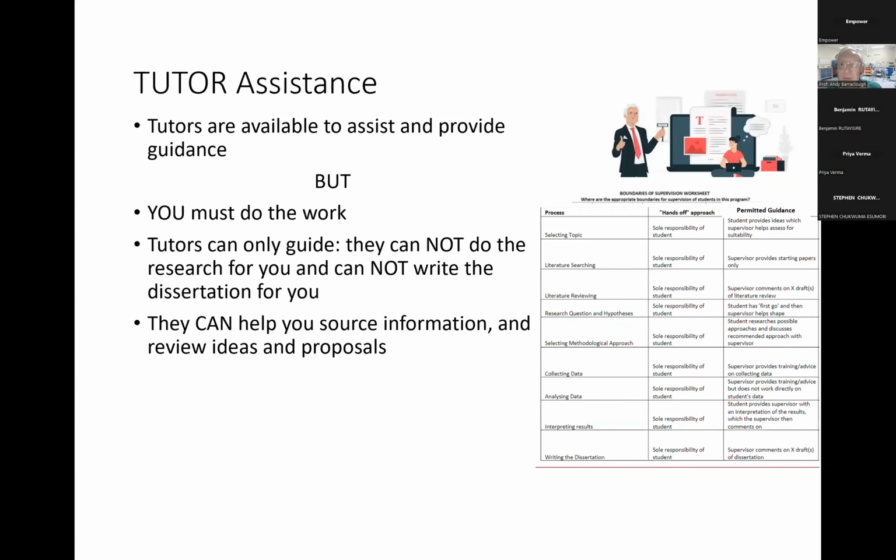Tutors are available to assist you. You can email or ask via Priya or ask by the forum for what you want. But you must do the work. The tutor can only guide you. They can't do the research for you. They can't write the dissertation for you. They can help you source some information if you're having problems. They can help you with a few ideas if you get stuck, a few proposals, and perhaps point you to other countries and see what they've done if you get stuck. So tutors are there to assist, but they cannot do the work for you. You have to do the work.